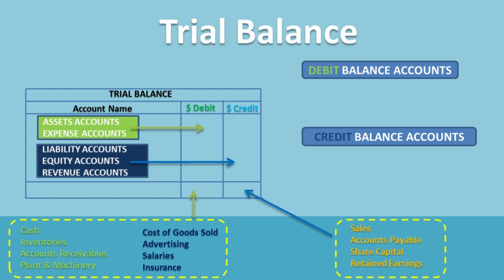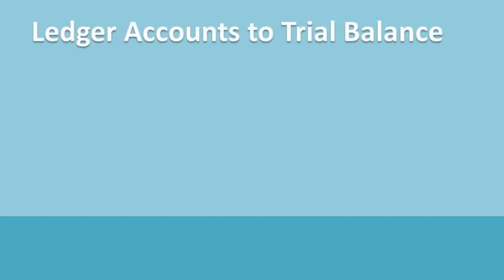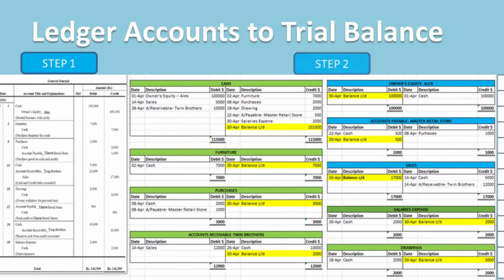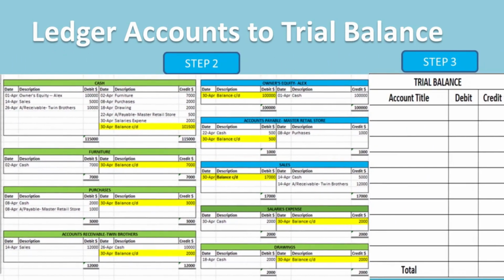Now let's continue our example from previous videos and post the same information from ledger to trial balance. In the first step we recorded journal entries in journal. In the second step we posted journal entries into ledger accounts. And now we will transfer the balances from ledger accounts to trial balance. The balances are highlighted in the ledger accounts in yellow color.